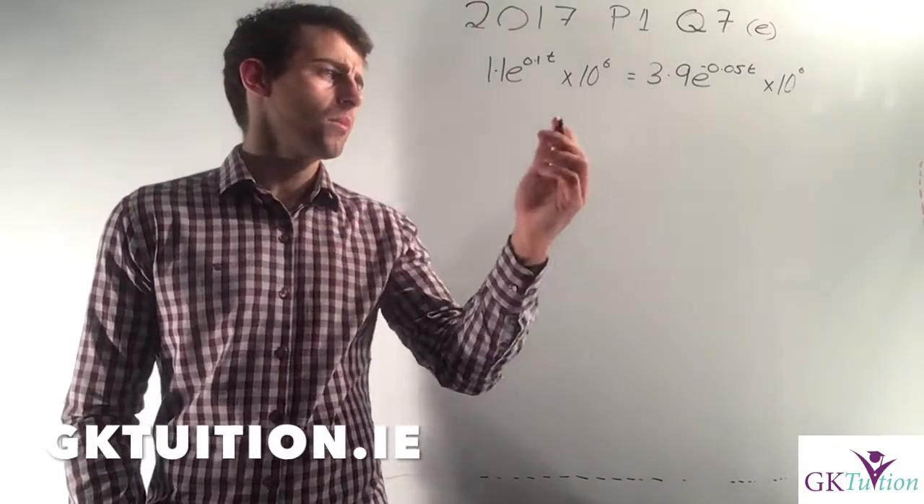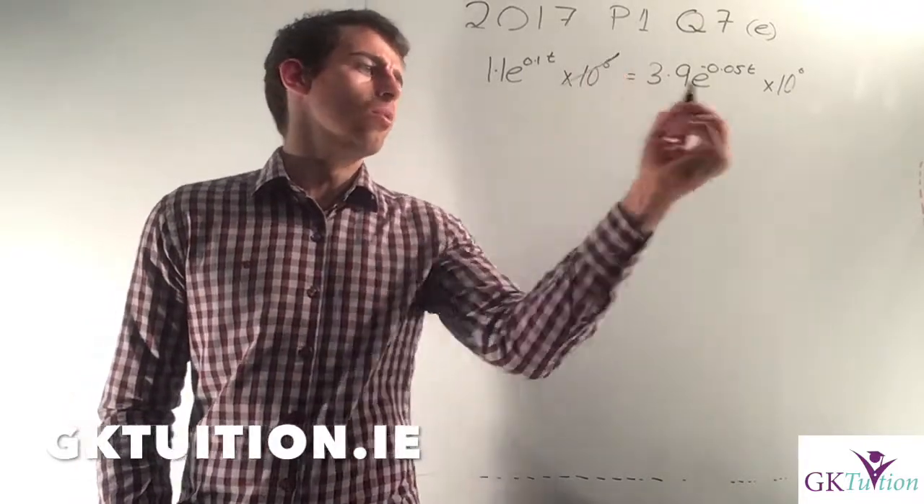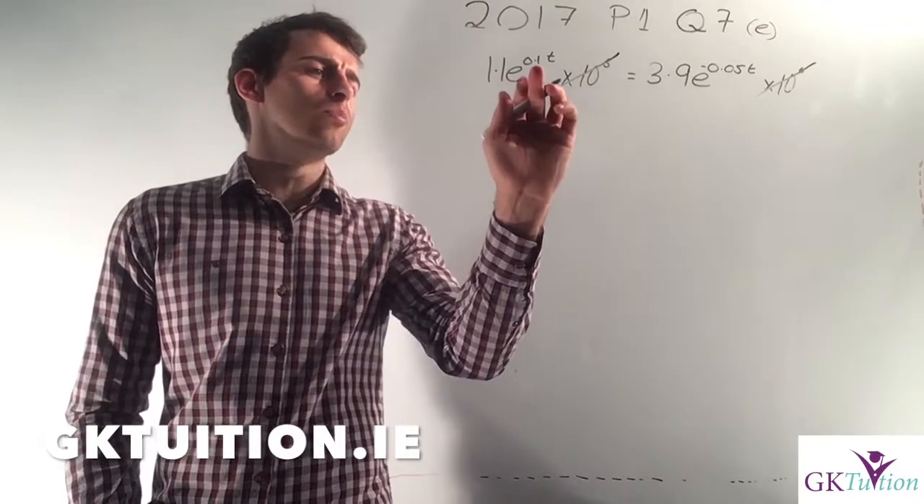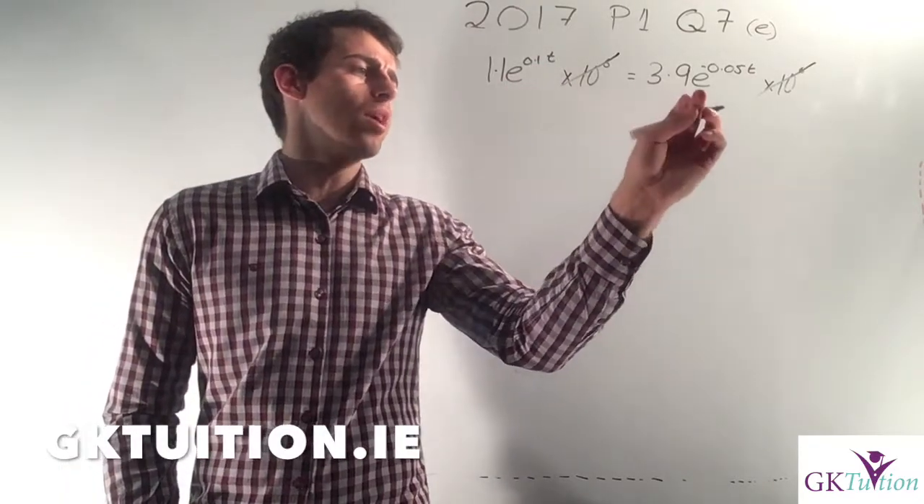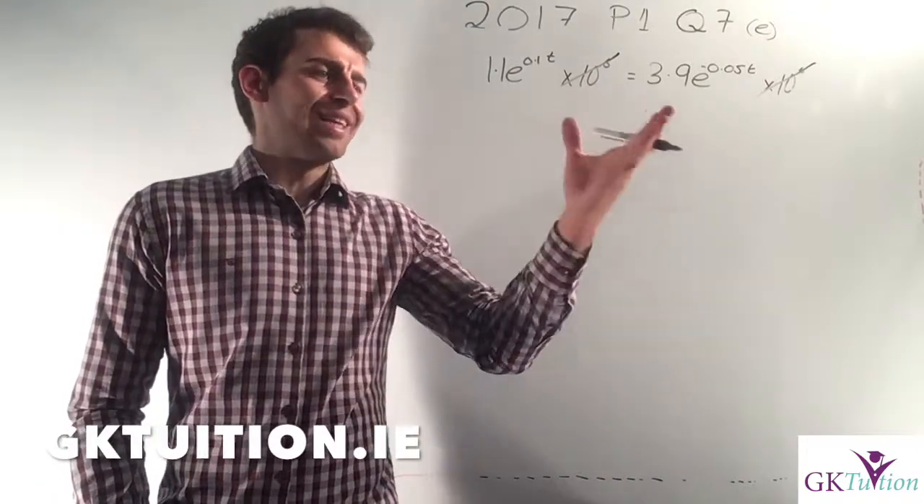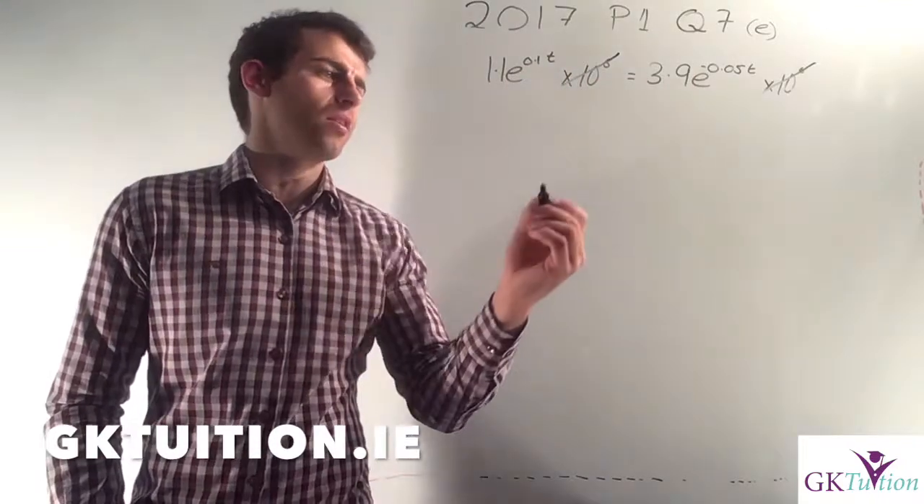So if I have one equation and one unknown, I'll be able to solve it to find the value of t. So first of all, I'm multiplying both sides by 10 to the power 6. So they're just going to cancel each other out. So now I have 1.1 e to the 0.1 t equals 3.9 e to the minus 0.05 t. So probably the easiest thing to do here is bring all my t's to the left-hand side and all my numbers to the right-hand side.